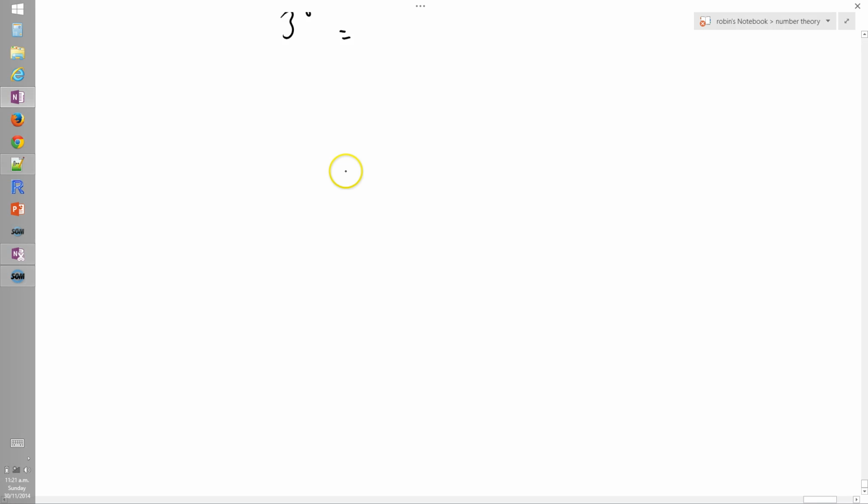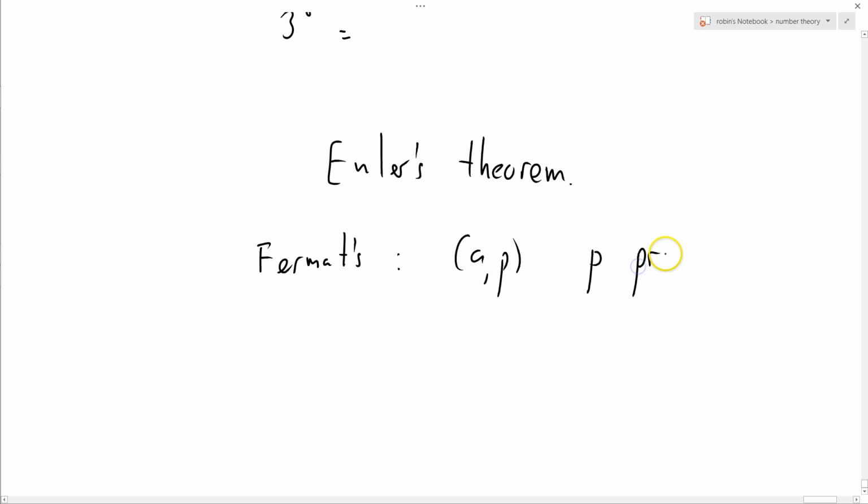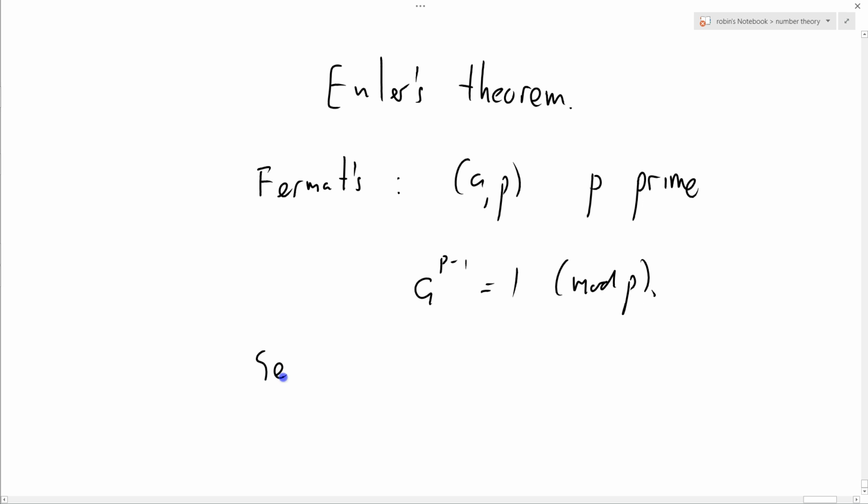Okay, I'm going to talk about Euler's theorem. There are many theorems called Euler's theorem, but in this context there's only one. You'll recall Fermat's little theorem, which says that if a is relatively prime to p and p is prime, then a to the power p minus 1 equals 1 modulo p. Well, Euler's theorem generalizes this to non-prime.